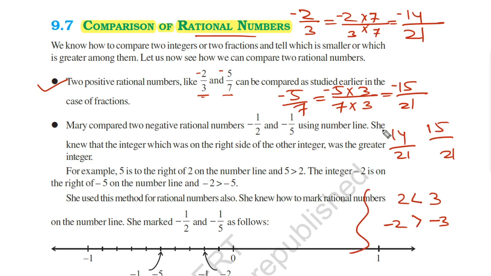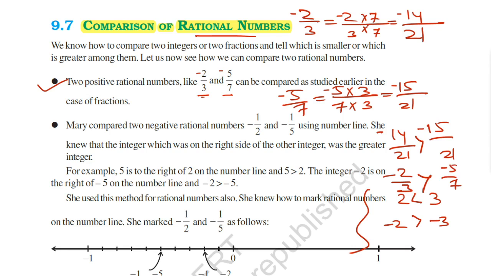Now in the same way, here you can see what will happen. Minus 14 by 21 and minus 15 by 21. So minus here, minus here. So minus 14 by 21 will be greater than minus 15 by 21. Therefore, since minus 14 by 21 is equal to minus 2 by 3, you can see minus 2 by 3 will be greater than minus 5 by 7, as minus 15 by 21 is equal to minus 5 by 7.